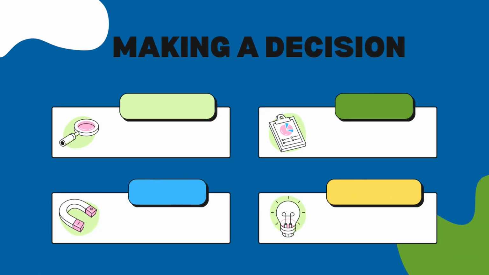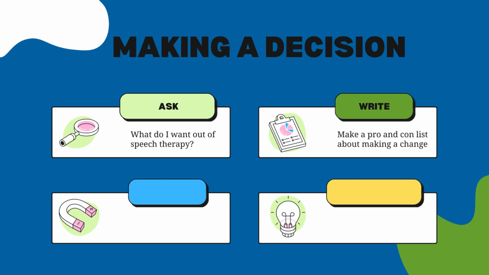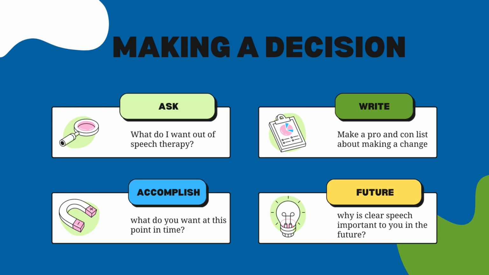We've talked about different things that go into making a change, but are you not quite sure if you're ready to change your speech? Here are 4 things that might help you make that decision. Ask yourself, what do you want out of speech therapy? Make a pros and cons list about making a change versus not making a change. Decide what you want to accomplish at this point in time and what clear speech looks like to you. Think about, why is clear speech important to you right now and in the future? Talk about these things with an SLP or important people in your life.